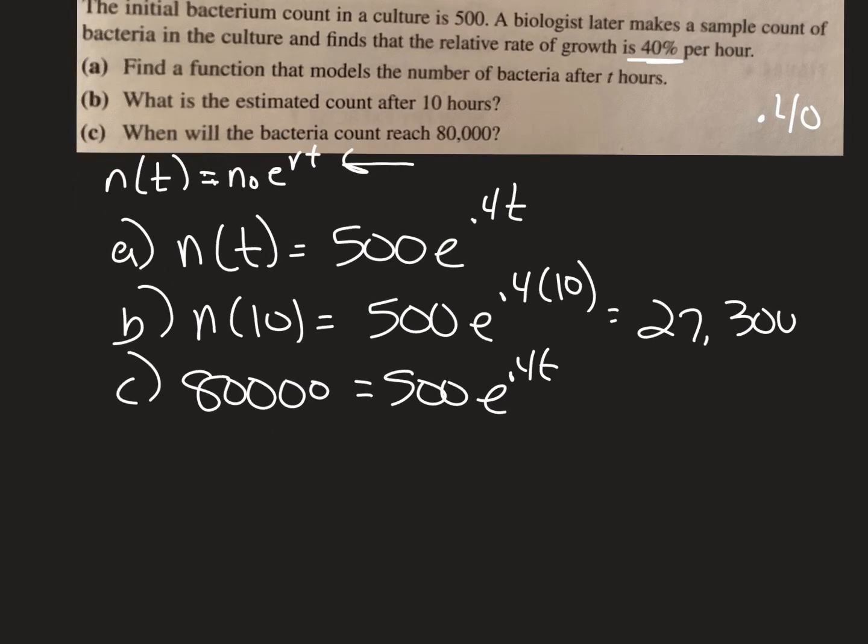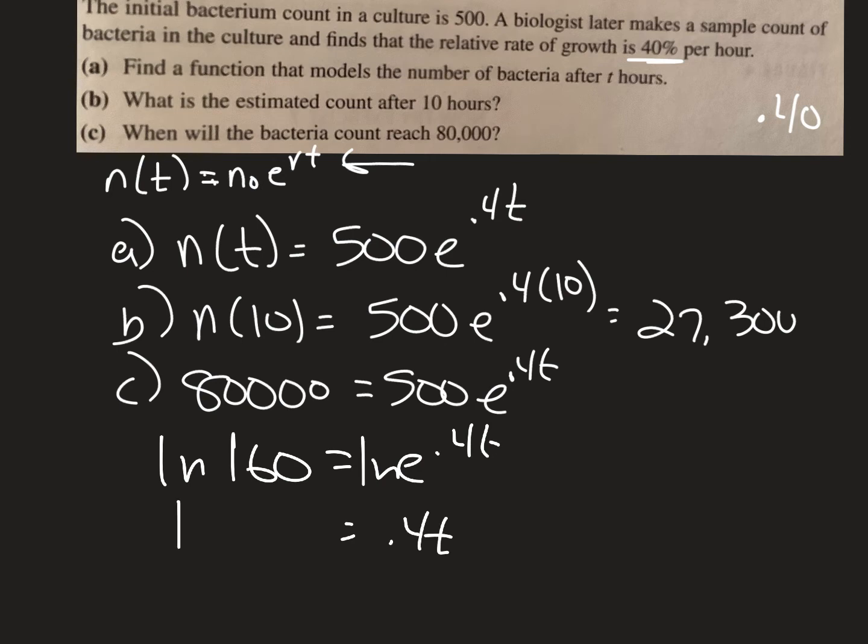So I'm, again, going to divide both sides by the 500. That's going to give me 160 equals e to the 0.4t power. And because I need the exponent, I'm going to do natural log both sides. Don't forget what happens to the right-hand side. You're just going to get 0.4t. Over here I've got natural log 160. So what I'm going to do to get my answer, my t, is divide that by 0.4.